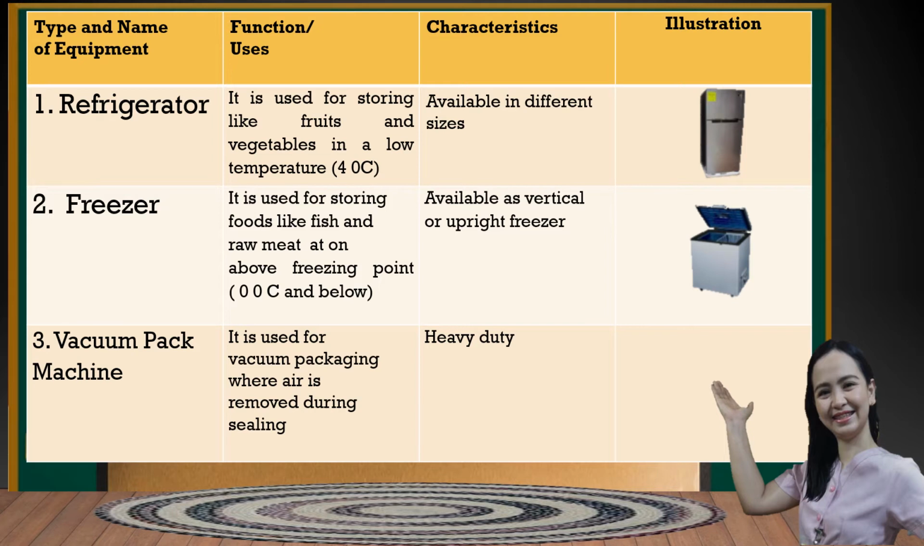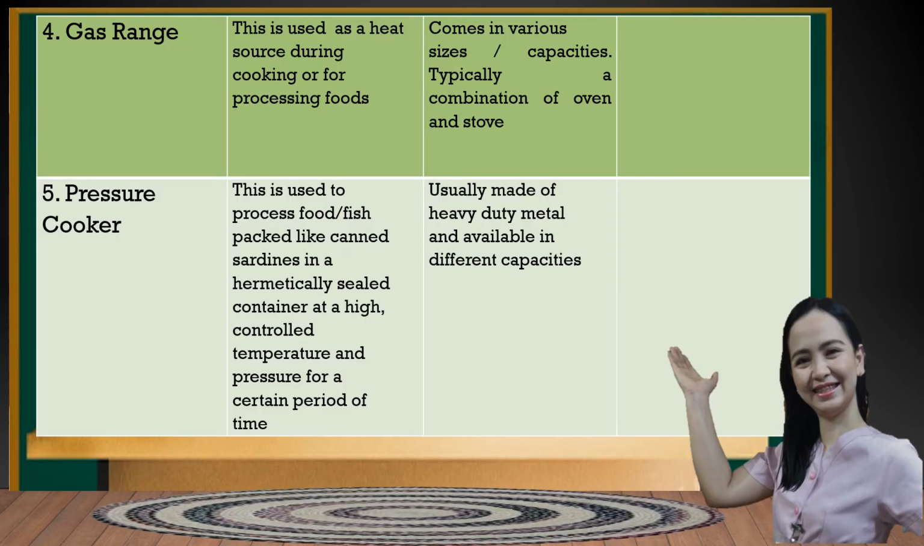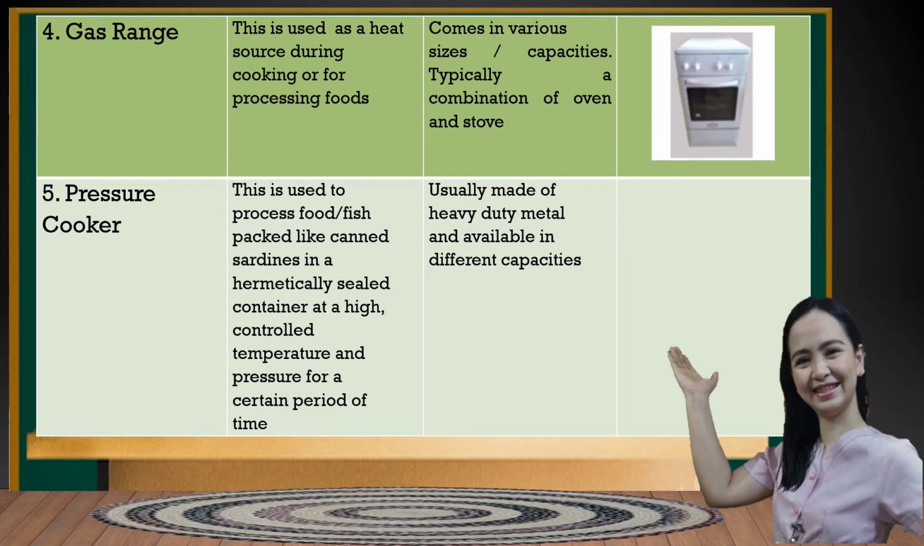The third equipment is a vacuum pack machine. It is used for vacuum packaging where air is removed during sealing. It is a heavy-duty one. The next equipment is the gas range. This is used as a heat source during cooking or for processing foods. It comes in various sizes or capacities, typically a combination of oven and stove.